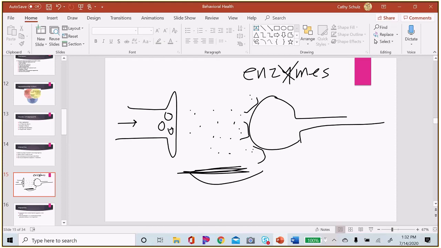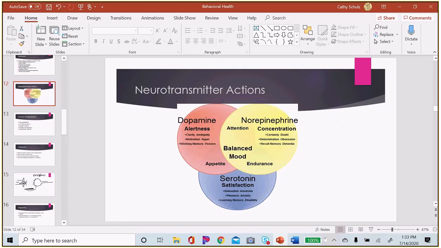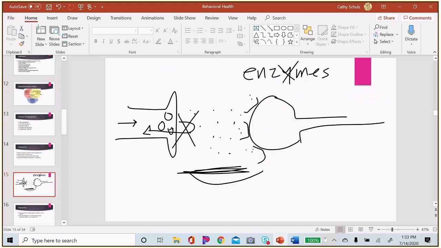The other way that the synapse gets cleared of neurotransmitter is that some of the neurotransmitter goes back inside the neuron to be repackaged. That's called reuptake. If we block reuptake, then more neurotransmitter stays in the synapse and is able to interact with the next nerve. And that's what these medications are doing. We're trying to keep norepinephrine and serotonin in the synapse longer.